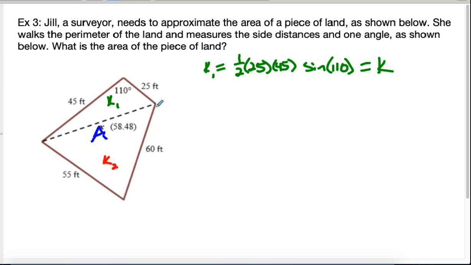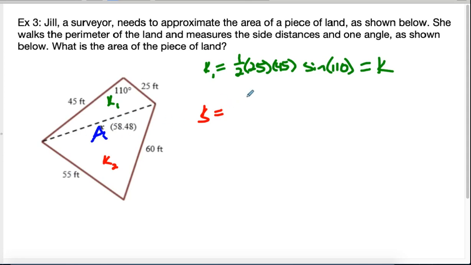And now in this case, I don't know any angles, but I know all three sides of this triangle. So I could use Heron's formula. We could have actually done that in the first one as well, but this is a little bit less work, right? So first, I'm going to need to find the semi-perimeter, S. So I need to add all three of these together and divide by 2.